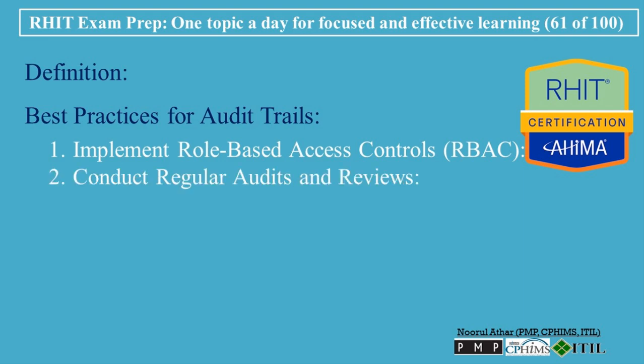2. Conduct regular audits and reviews. Regularly review audit logs to identify patterns of suspicious behavior or potential security risks. Conducting audits helps organizations ensure that their systems are being accessed and used appropriately, and that any deviations from normal activity are investigated.